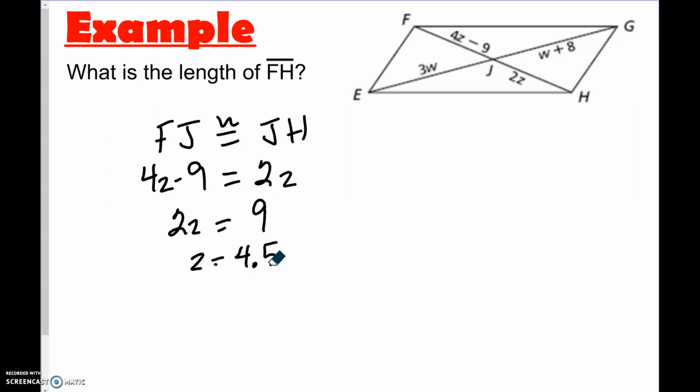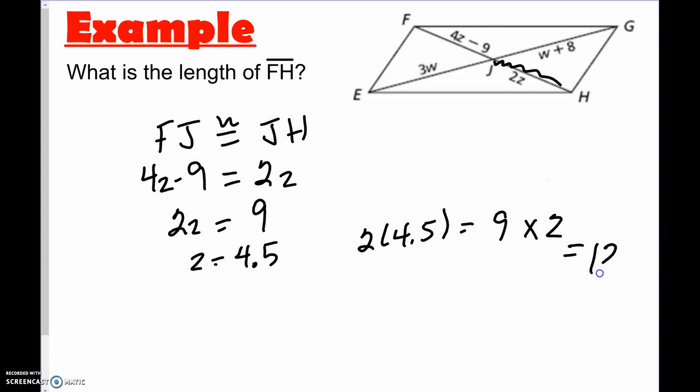All right, so now how long is FH? Well, if we find out JH, let's take 2 times 4.5, which is 9, and then double it. We're going to get 18, and there's no label, so it looks like we're going to have units in there. So 4Z minus 9 equals 2Z. Subtract 2Z, add 9. Z is 4.5. All right, so we get 9 and double it to get 18.